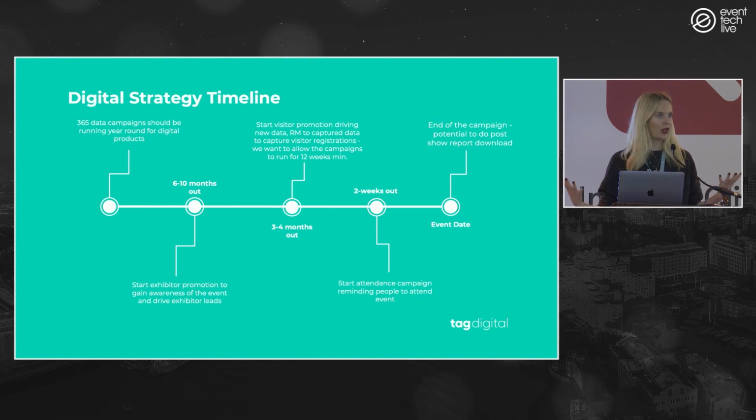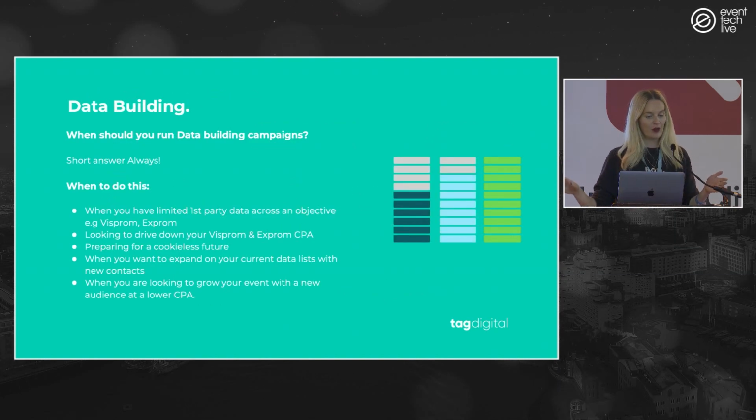Then post-event, what kind of content have we got that we can then get people to download, surveys, reports, on demand? How can we continue to keep our audience engaged after the show? So that's your kind of timeline. Then if we look at the different stages within that, one of the most important things, and this is across all of our clients, all of our products, no matter what you're doing, you want to be building data.